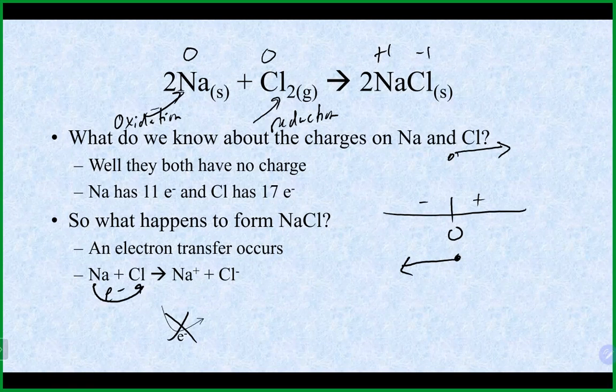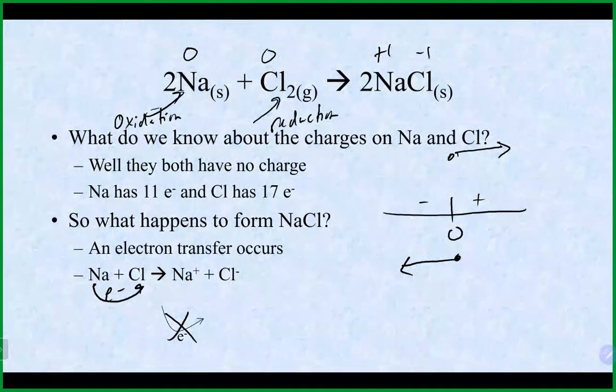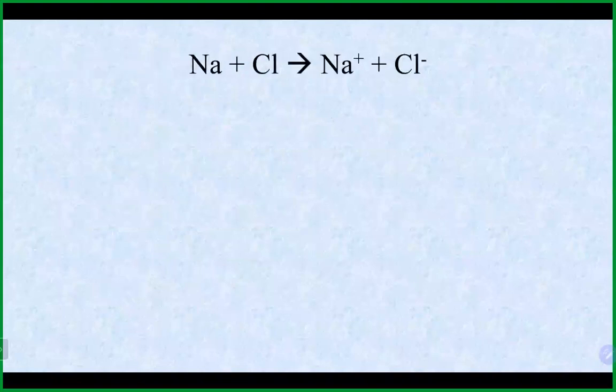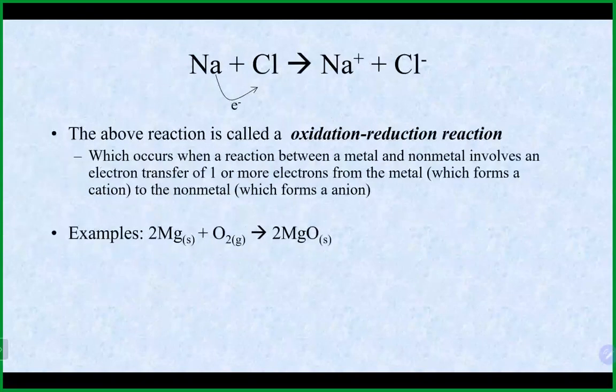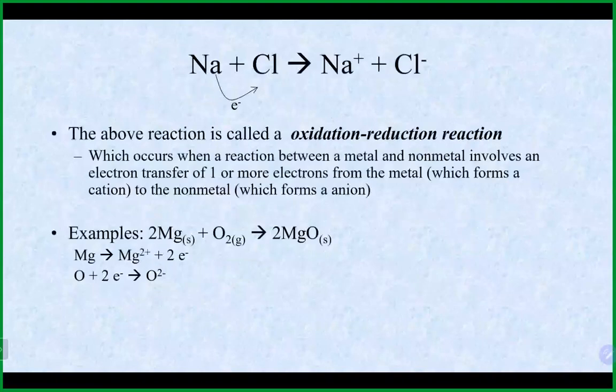So figuring out oxidation and reduction for an ionic compound is really simple. The metal should always be the one being oxidized. The non-metal should always be the one that is being reduced. Any questions on that? Okay. So that is an oxidation-reduction reaction.